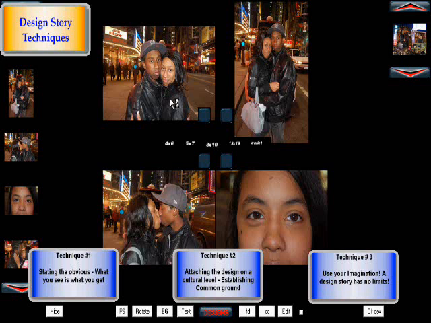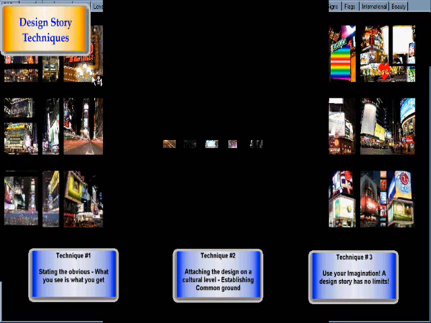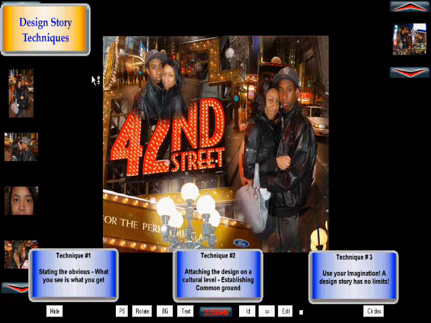Okay, now that we've stated the obvious, let's go ahead and attach the design on a cultural level, which is technique number 2. By attaching something on a cultural level, you're establishing common ground. Once again, let's select the pictures. So here's design number 2. And we're going to use technique number 2.